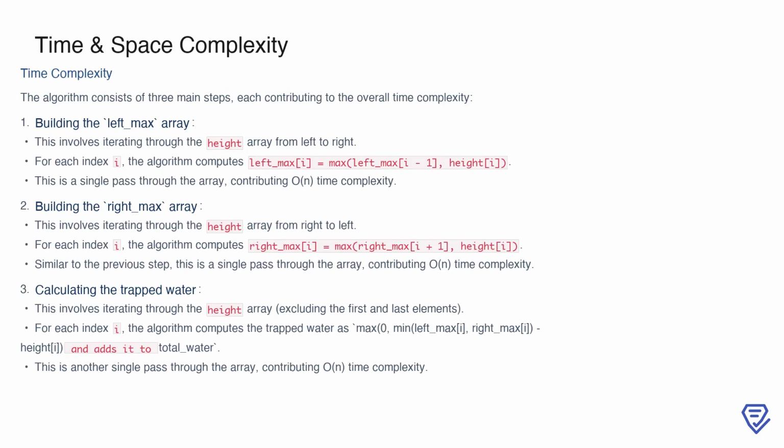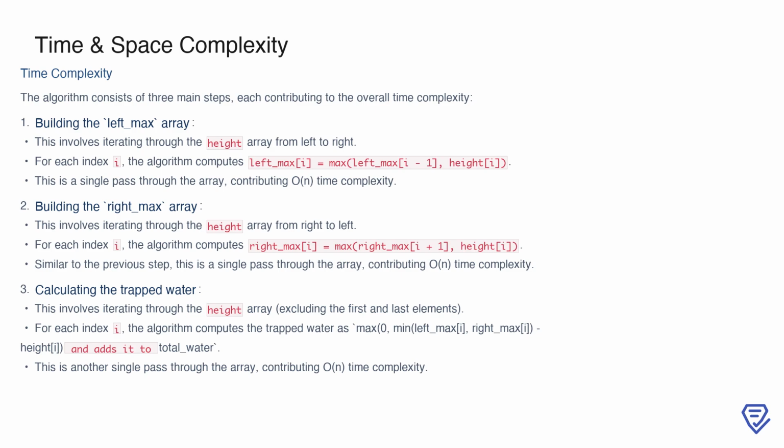The time complexity of this algorithm can be broken down into three key steps. First, we build the left_max array. This is done by iterating through the height array from left to right. At each index i, we calculate the maximum height seen so far on the left, which is stored as left_max[i]. Since this involves just one pass through the array, it contributes O(n) to the time complexity.